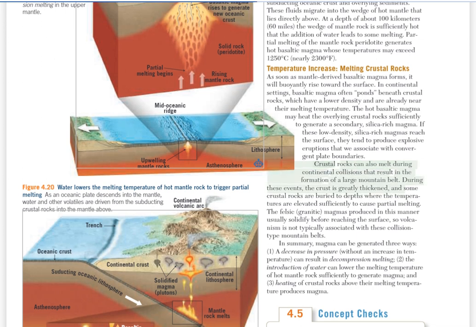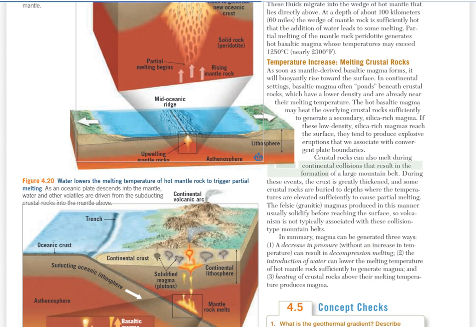A decrease in pressure can result in decompression melting. The introduction of water can lower the melting temperature of hot mantle rock sufficiently to generate magma. And heating of crustal rocks above their melting temperature produces magma.